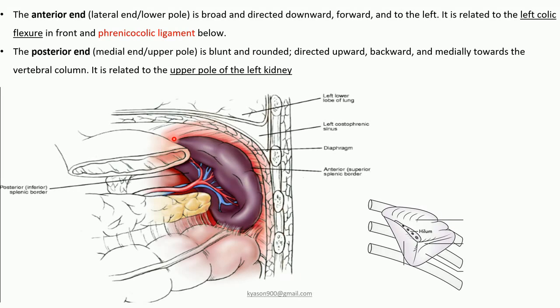This posterior end can also be called the medial end because it is close to the midline. It can also be called the upper pole. Then this anterior end can also be called the lateral end because it's more peripheral, and it can also be called the lower pole. So all those are different terms that can be used to name these ends of the spleen.